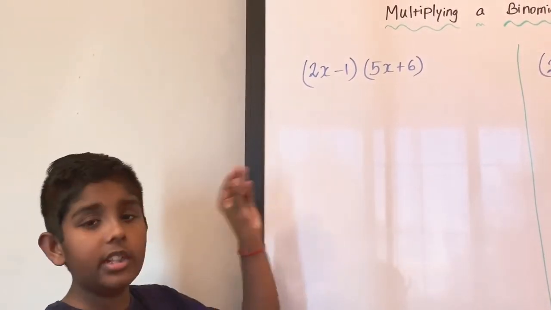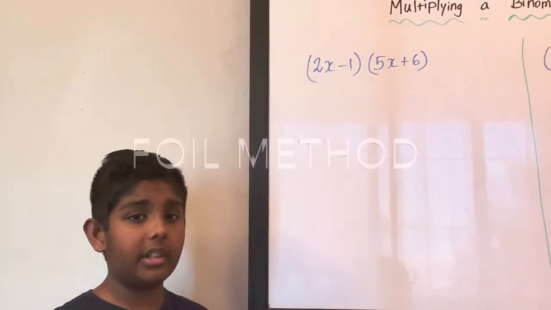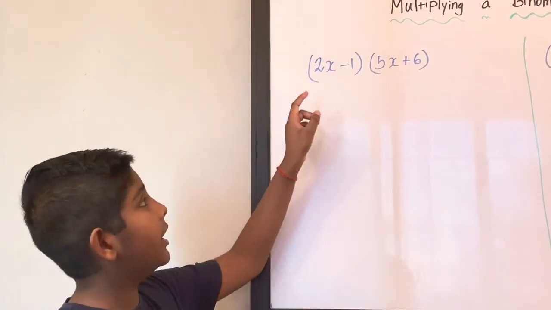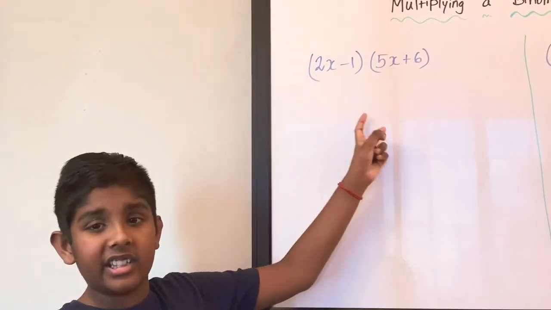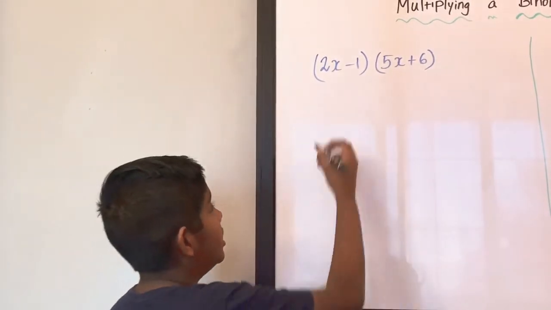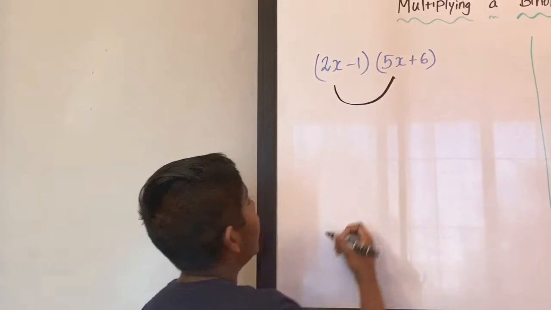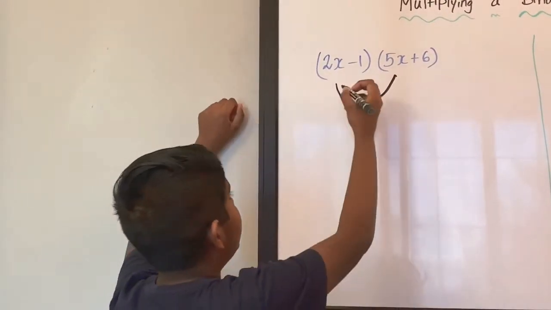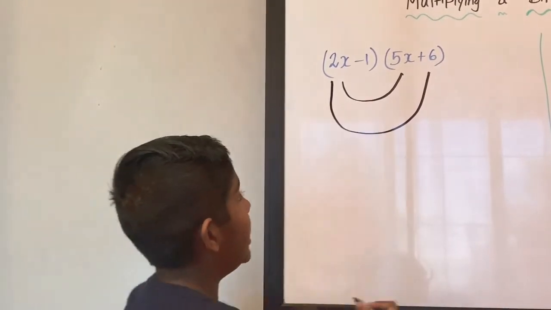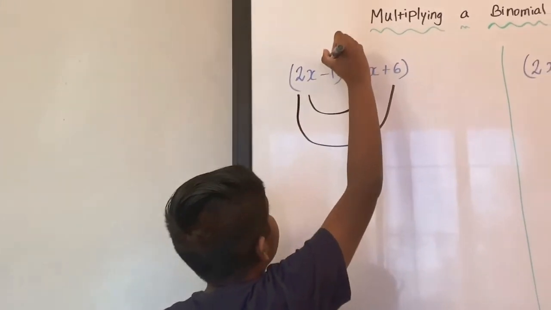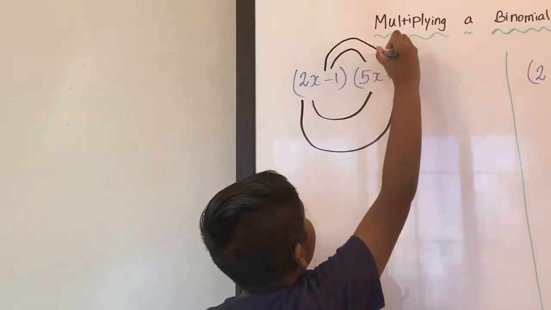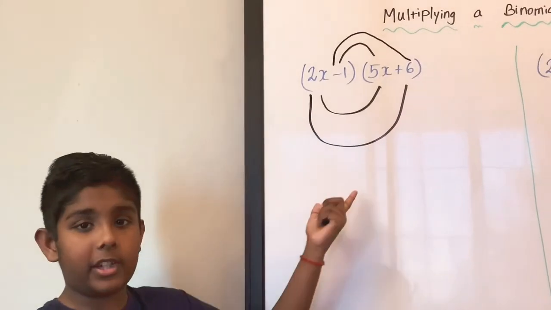For this question, we're going to use the FOIL method. What is the FOIL method? We multiply the first term by each term in the second binomial. So 2x times 5x, and then the same thing, 2x times 6. Then negative 1 times 5x, and then negative 1 times 6. That's basically how you do it.